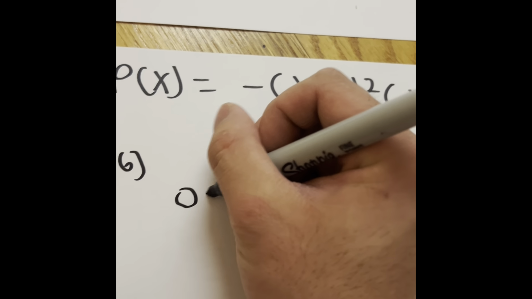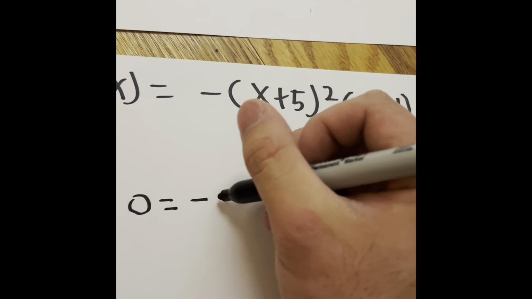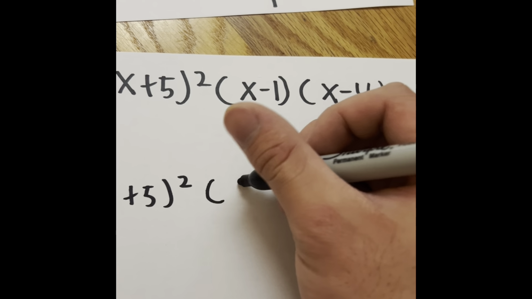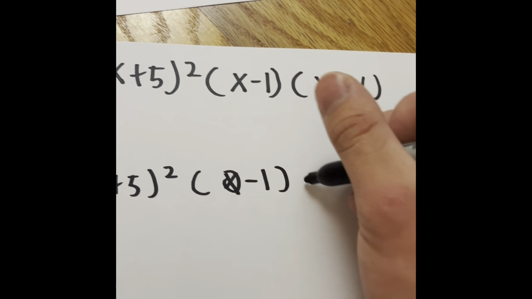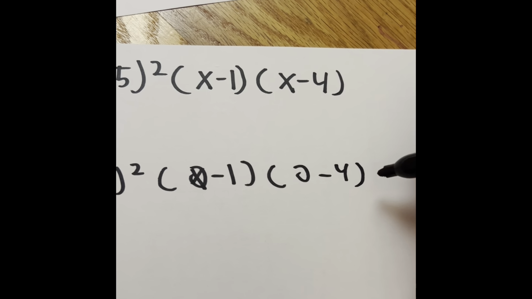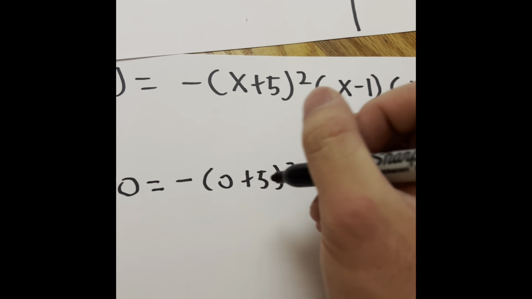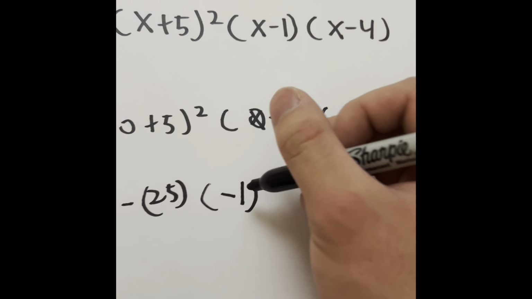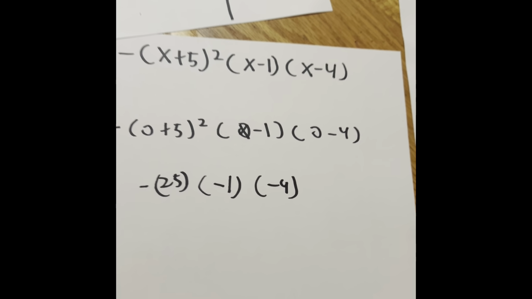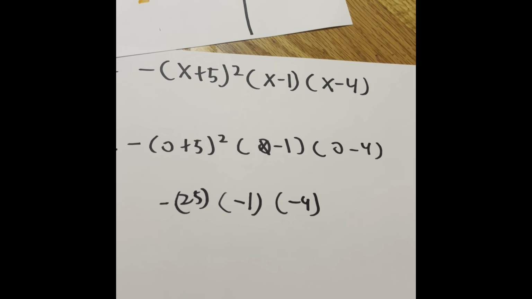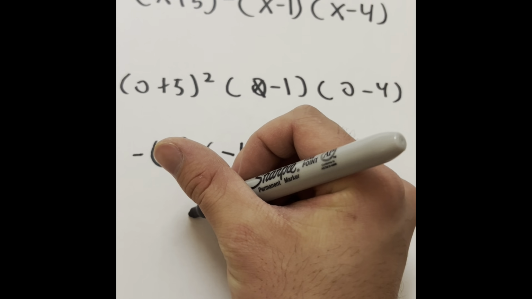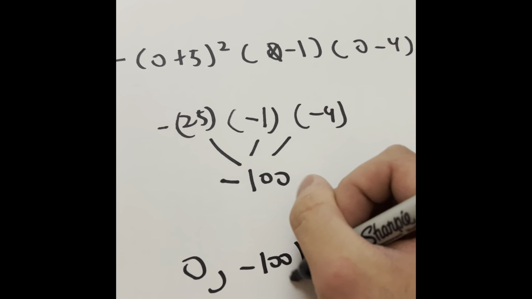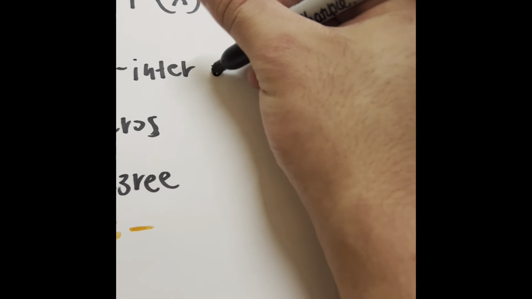So here's what's going to happen. y equals negative (0 + 5)^2 times (0 - 1) times (0 - 4). When we do the math and work it all out, 5 squared is 25. Negative 25 multiplied by negative 1, multiplied by negative 4. Inserting 0 for all the x's, we get a final answer of negative 100. So our coordinate is 0, comma, negative 100. That is going to be the y-intercept.